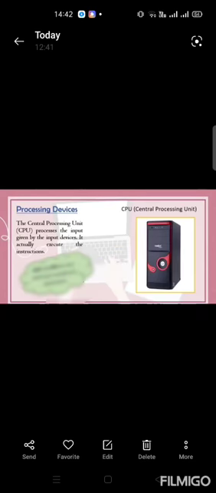So, beta, next is processing device. The central processing unit, CPU, processes the input given by the input devices. It actually executes the instructions. Whatever you type from the keyboard or turn with the mouse goes to the CPU. And then it shows us results on the monitor screen.